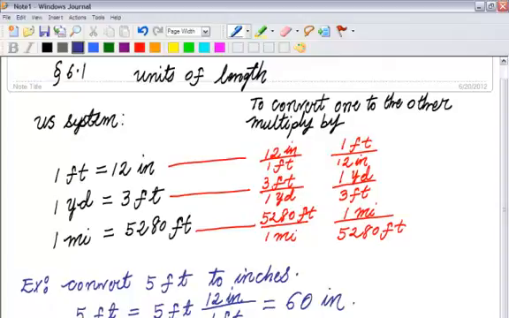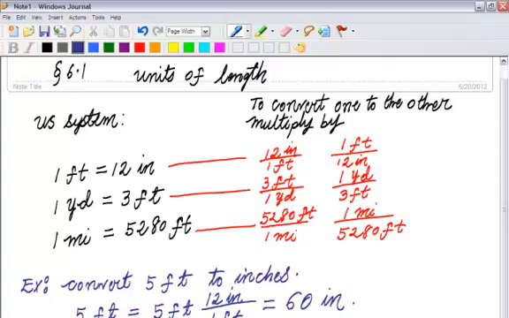This is my conversion factor here. You want to convert from inches to feet? No, I'm converting 5 feet to inches. So I multiply 5 feet with 12 inches, right? Because 1 feet is 12 inches.